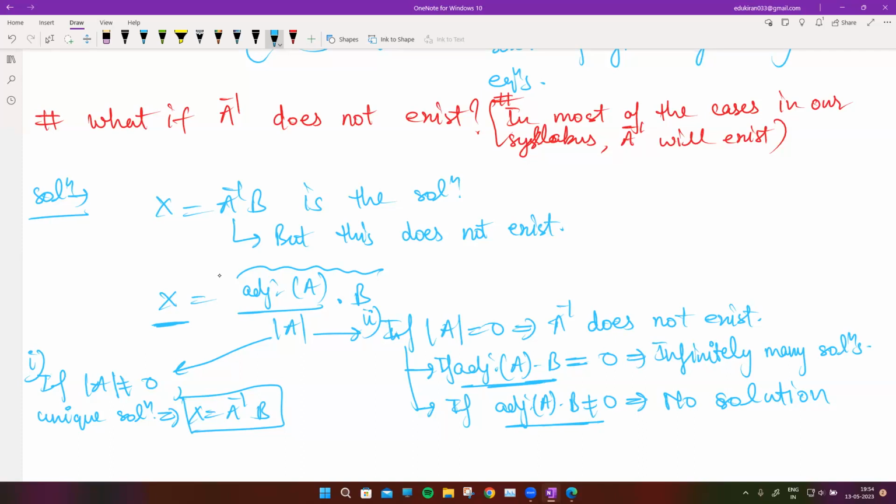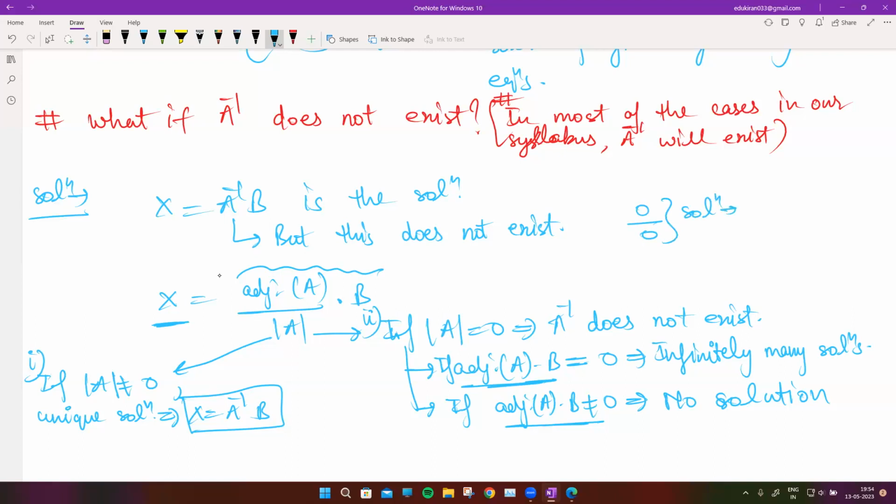Because this is a matrix, right? This is a matrix. Adjoint of A is also a matrix, and B is also a matrix. So after multiplying adjoint of A with B, we will get another matrix. If that matrix is O, meaning zero matrix, null matrix, then we get 0 by 0 form. And 0 by 0 form means there is some solution. Some answer will come.